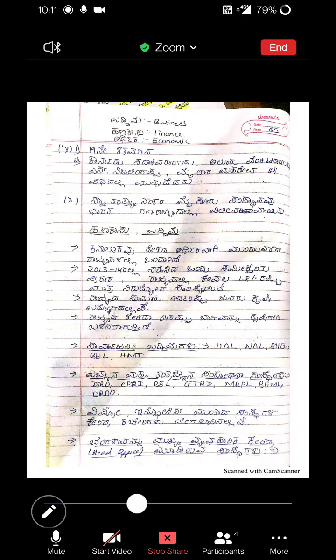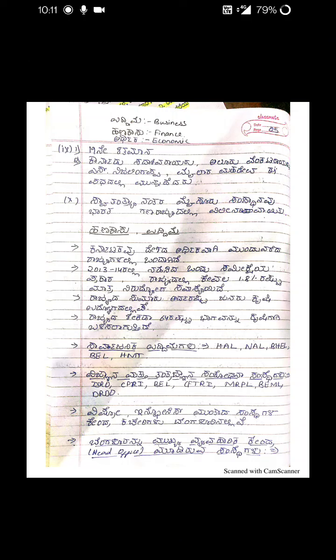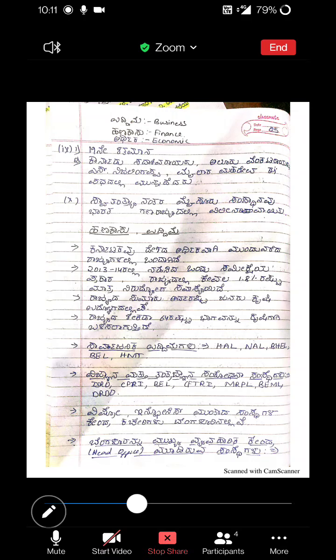In Karnataka, half of the population is in agriculture. 64% of Karnataka's land is used for agriculture.